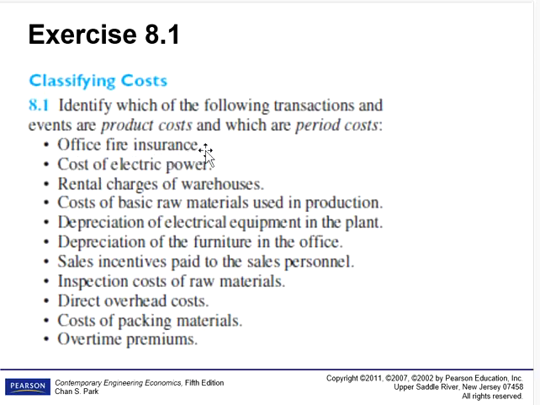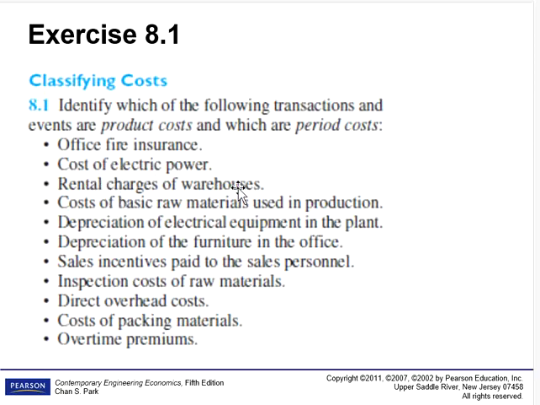Product cost means it is related to manufacturing or not. Office fire insurance, office, not factory. If it's factory fire insurance, then it is a product cost. But here it is office, maktab, remember, not factory. So this is a period cost. Cost of electric power. If it is cost of electric power for factory, it is a product cost. But here it is only electric power cost, right? Then we don't know if it is for factory or not. So in this case it is a period cost.